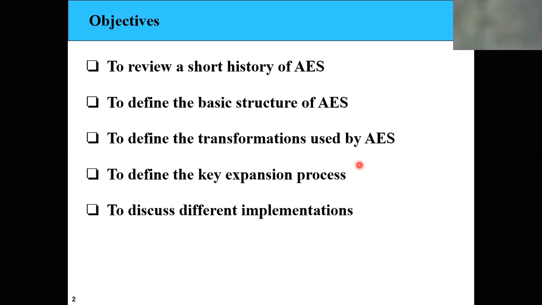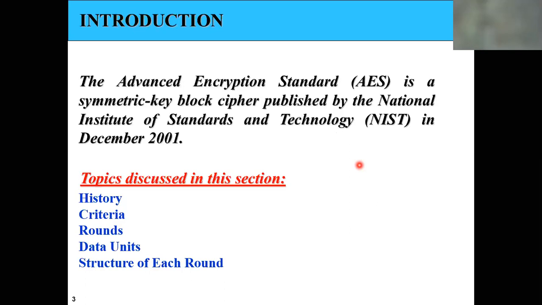So, dear student, let us come up with some introduction, the history of the Advanced Encryption Standard. The Advanced Encryption Standard was published by the National Institute of Standards and Technology in December 2001. In the next slides we will discuss the history and criteria, and then the basic components of AES: substitution, permutation, shift rows, mix columns, add round key, and how each component works. Then we will discuss the structure of each round, how each round works inside the Advanced Encryption Standard.